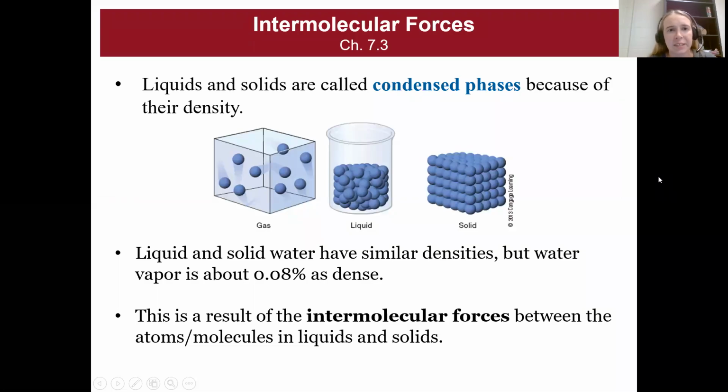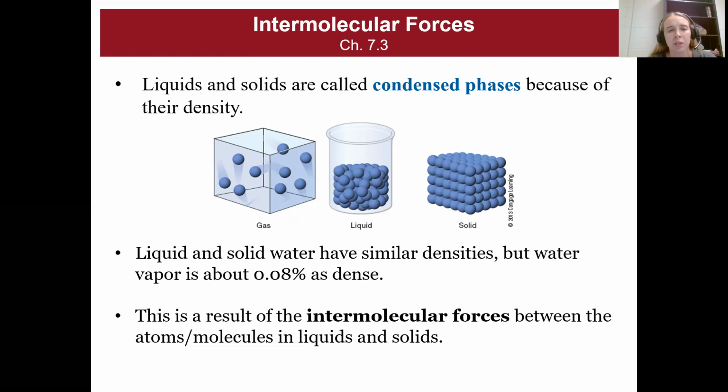Howdy class. So today we're going to be talking about something called intermolecular forces. You might have heard of these before, but if not, you're going to get a crash course on them right now. This is going a little bit out of what we've been talking about, but it's related, so that's why it's here.